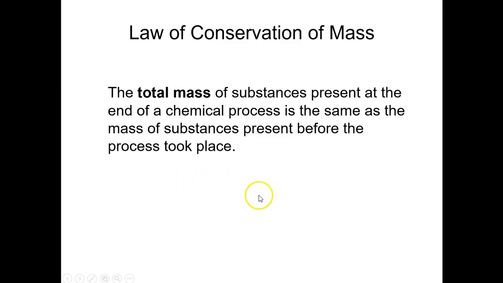But some things began to develop that led a man named John Dalton to propose his atomic theory. One of these was what came to be known as the law of conservation of mass. And so I'll read this out to you. The total mass of substances present at the end of a chemical process is the same as the mass of substances present before the process took place.